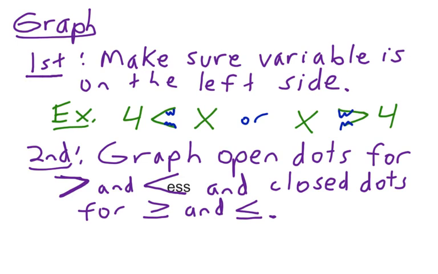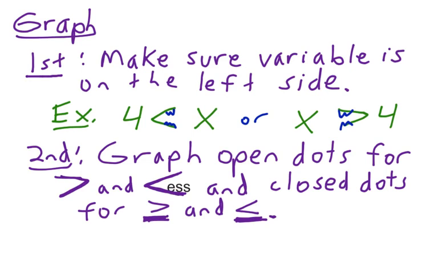Alright, our second step when we graph is to graph the open dots for greater than and less than, and the closed dots for greater than or equal to, that's part of the equal sign, and less than or equal to. So in other words, you fill them in if you have the equal to symbol there, or you don't fill them in if you don't have it. And notice I put ESS next to my less than symbol. That's just to remind you that that's like a slanted L, meaning less than. If you ever get those confused on which one means greater than, which one means less than, there's an easy memory tool for you.